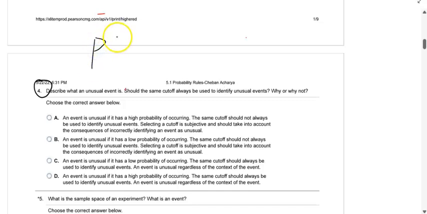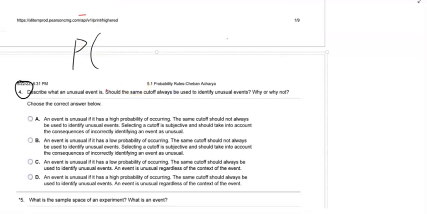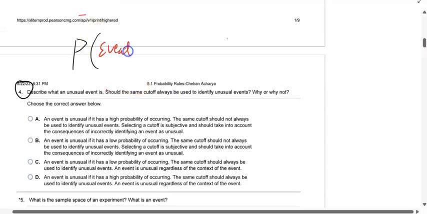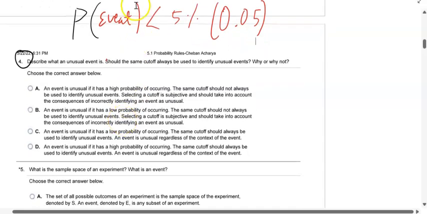Usually the cutoff number for an unusual event is going to be 5%, or a probability of event less than 5%, which as a decimal is 0.05. If any event has a chance of occurring less than 5%, that is usually called an unusual event.